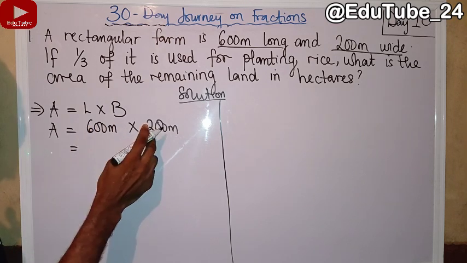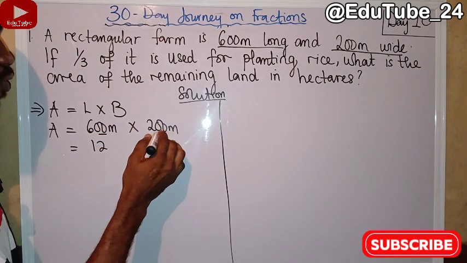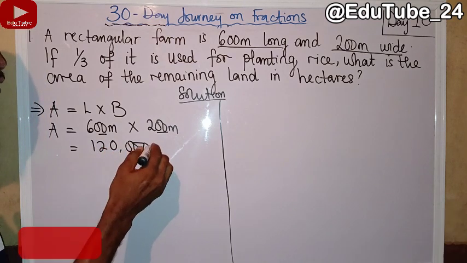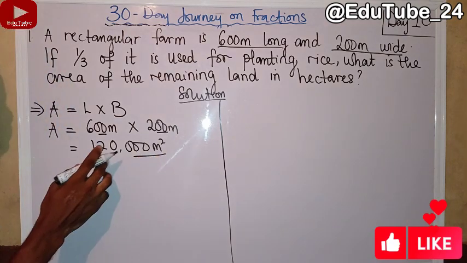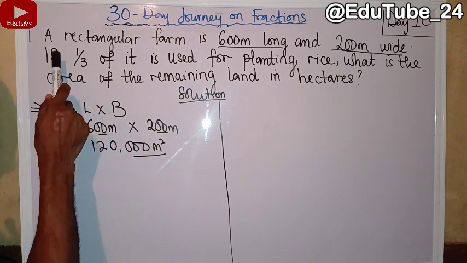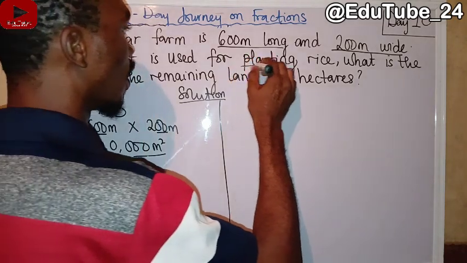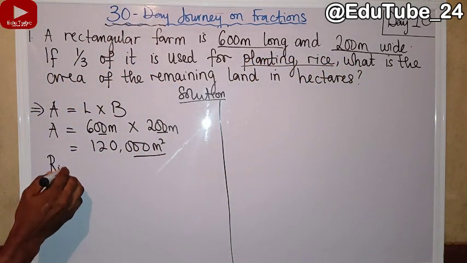Now 6 times 2 gives us 12, and then the 2 zeros behind 600 and 200, we make it 120,000 square meters. So the area of the farmland is 120,000 meters squared. Now that we've found the area of the farmland, the question proceeds to say that if 1/3 of it is used for planting rice, I am going to tag that as rice farm.